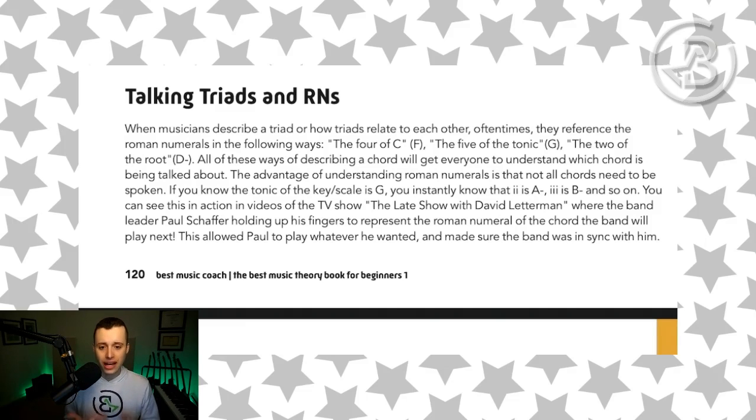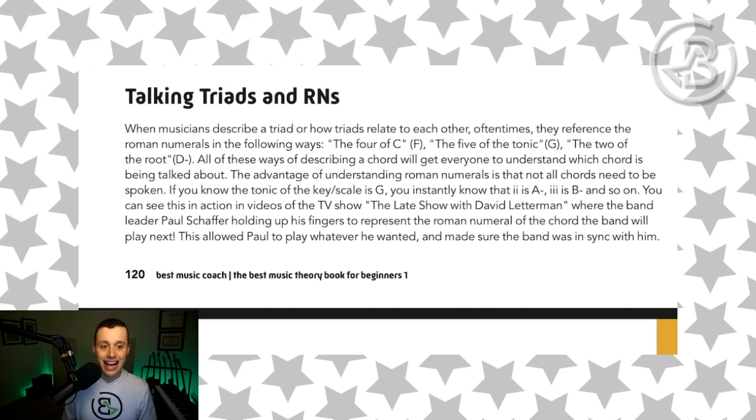Now, one of the advantages of understanding Roman numerals is that not all chords need to be spoken. So if you know the tonic of the scale is, for example, G, so G is 1, you instantly know that 2 is A minor, 3 is B minor, and so on. 4 would be C major, 5 would be a D major triad, and 6 would be an E minor triad.